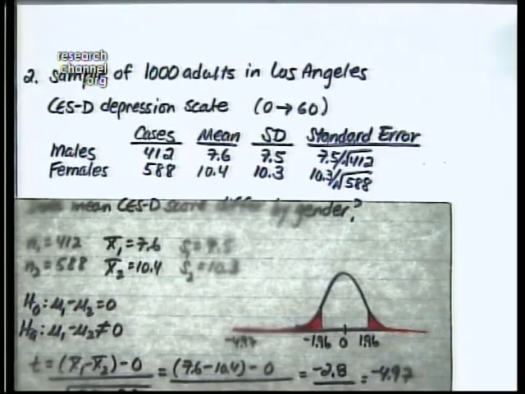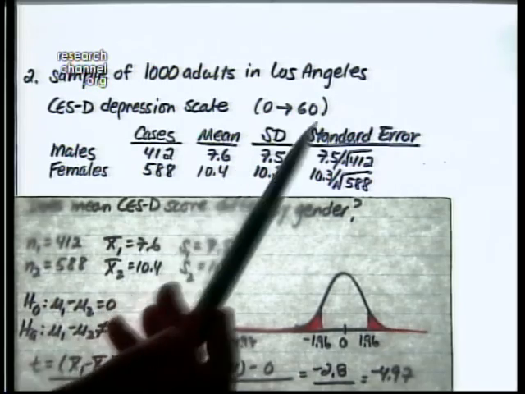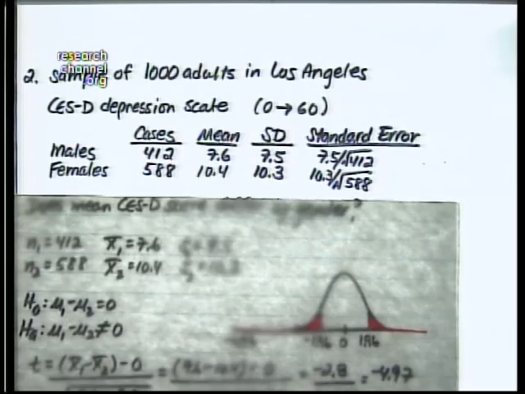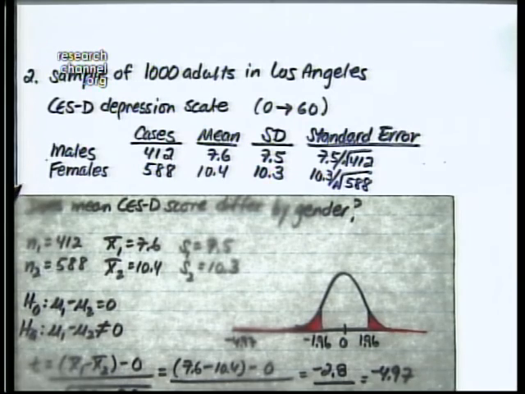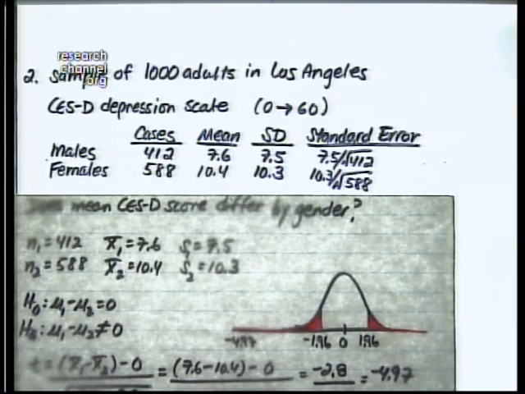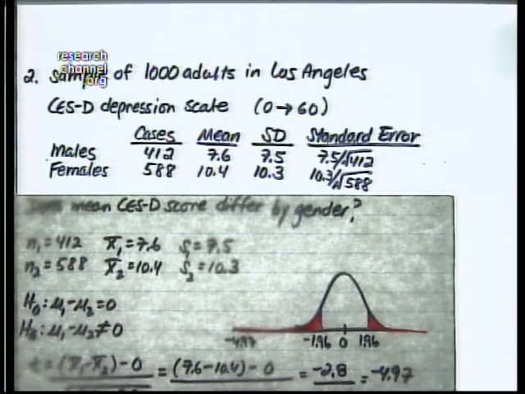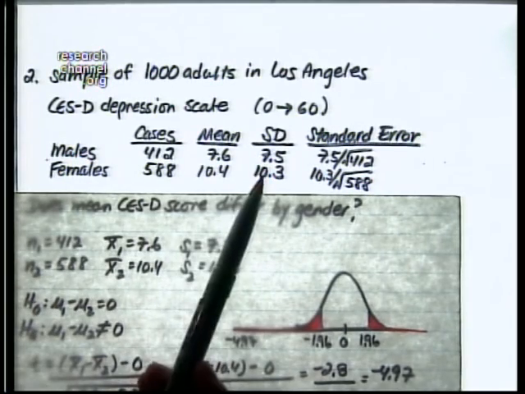This was a sample of 1,000 adults in the Los Angeles area. They were all measured with an instrument called the CESD depression scale. It's a scale that goes from 0 to 60, from least depressed to higher depression. The information that was given to us was that there were 412 males, 588 females. The means were calculated as 7.6 and 10.4. What type of data do we have? A continuous outcome.